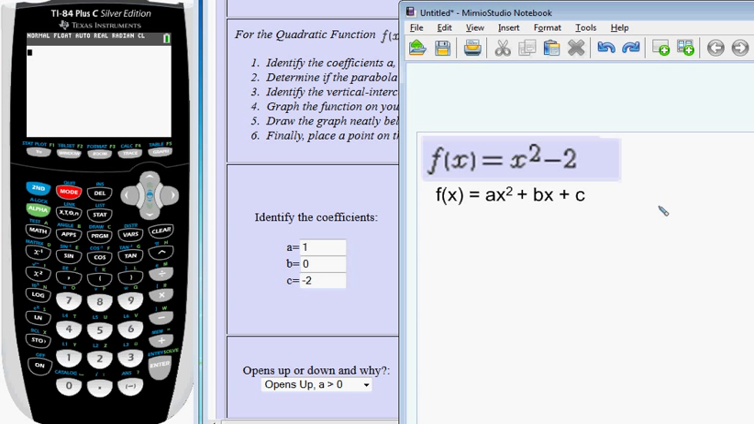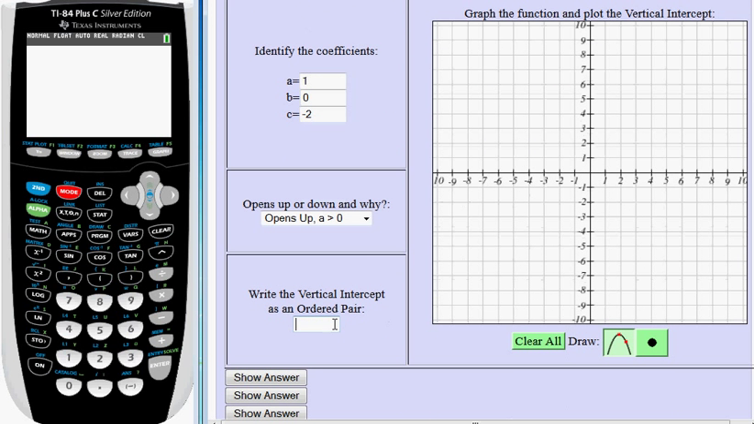So I'm looking for a point on the graph whose x value is 0 and simply want to know what the output is there. So if we plugged 0 into our equation, we'd have 0 squared subtract 2. 0 squared is 0, and if you subtract 2, you get -2. So it turns out that our vertical intercept is (0, -2), and you have to write it as an ordered pair. So left parenthesis, shift 9, 0, -2, and then right parenthesis.